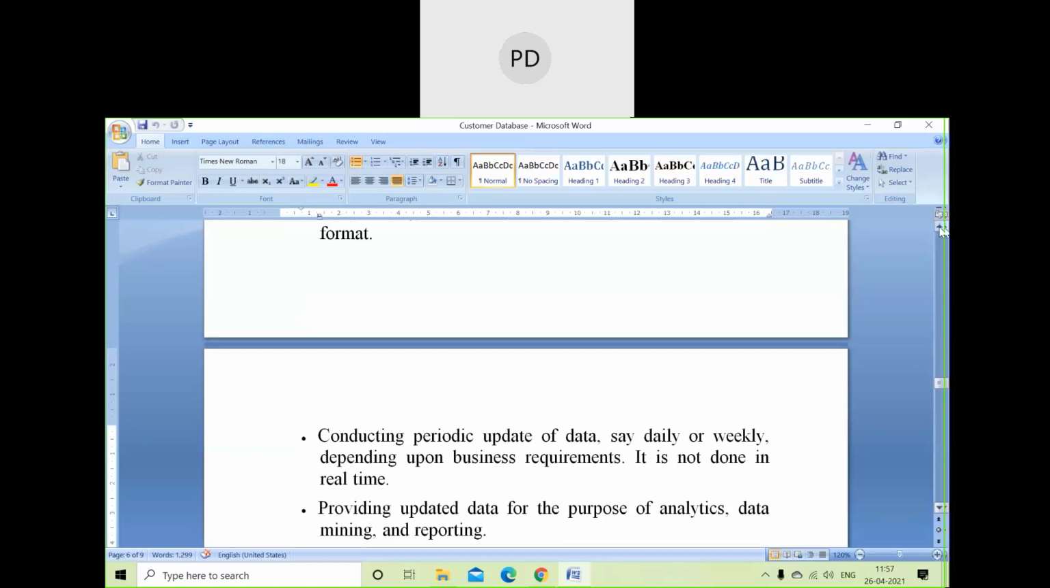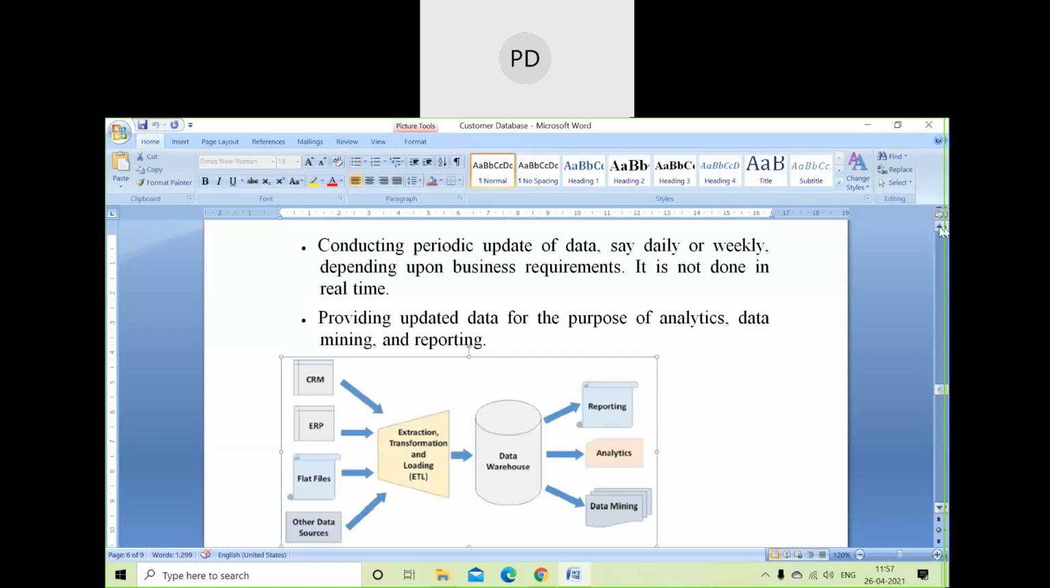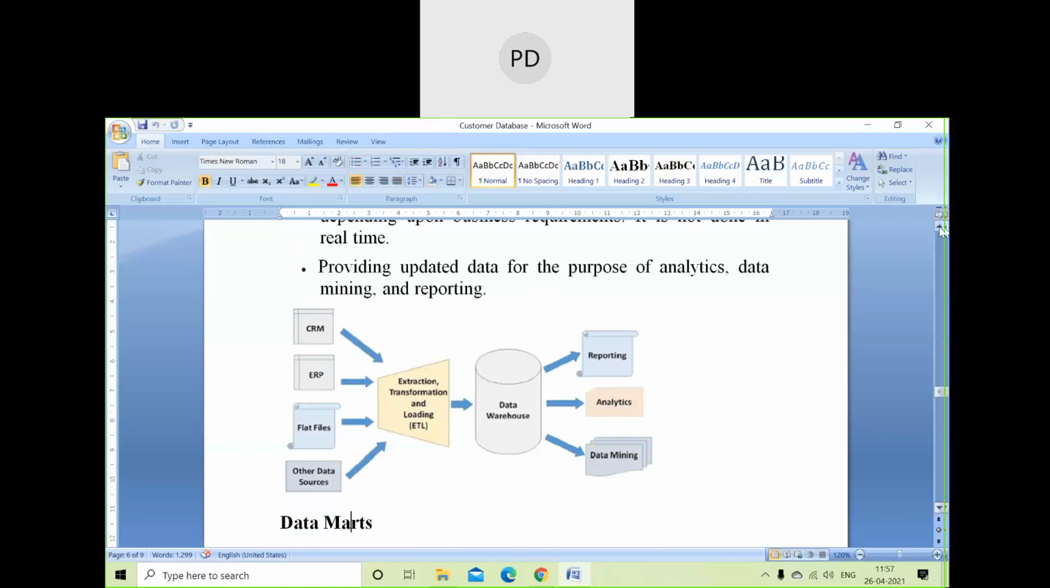Next is conducting periodic updates. Periodically means you can do it daily, weekly, or monthly, to see if there is old information that we can remove. Then providing updated data for the purpose of analysis, mining and reporting. I told you this earlier.